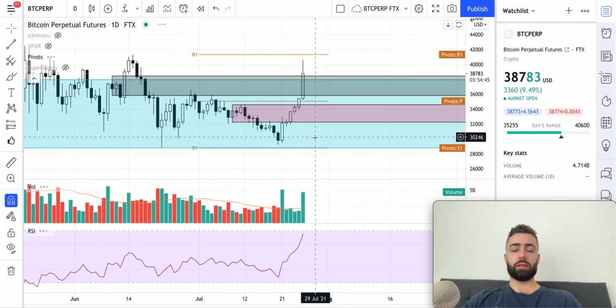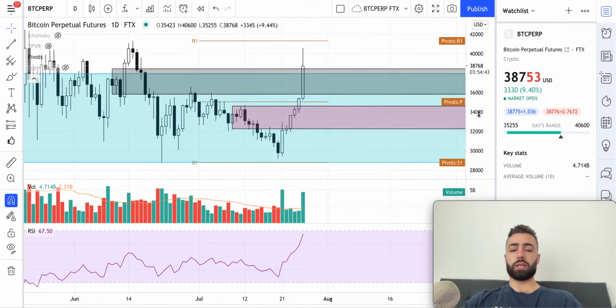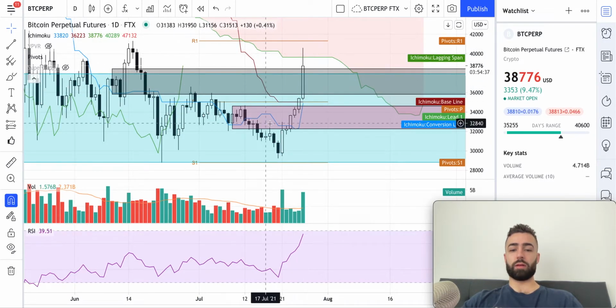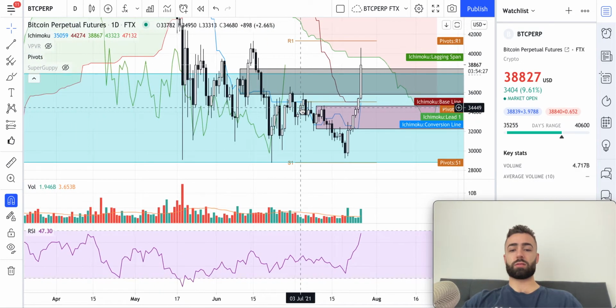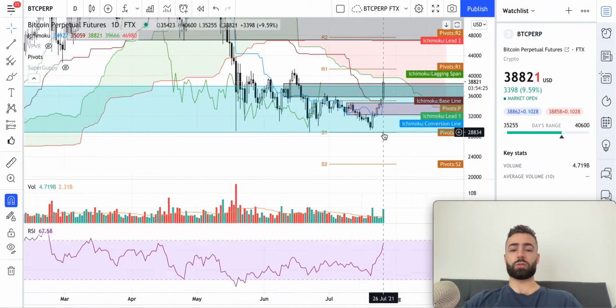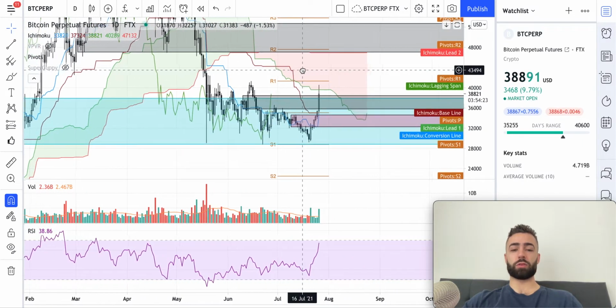Then if we look at the daily time frame, I know I talked about this in yesterday's video, and this completely got invalidated, the Ichimoku cloud and the pivot level here. You can see that this level right here did not hold up at all in terms of a resistance level for price.